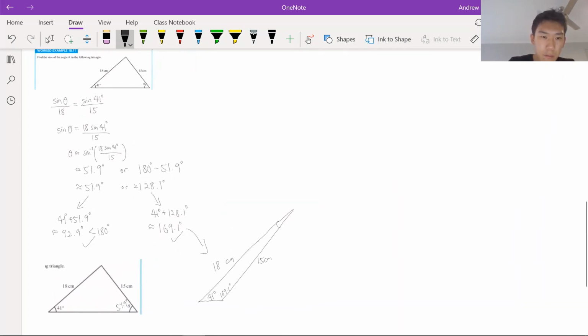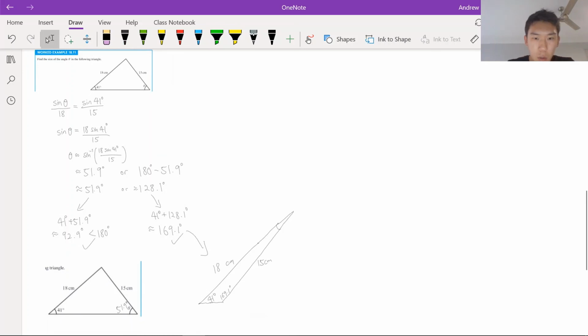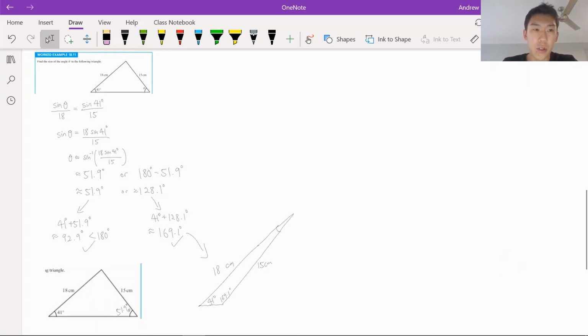Okay, so this is called the ambiguous case of the sine rule, right, where you may have two possible angles that could work for that particular triangle. All right, so make sure that you actually test that the angles actually work out, so they don't exceed 180 degrees. All right, but that's how you approach that particular type of problem.